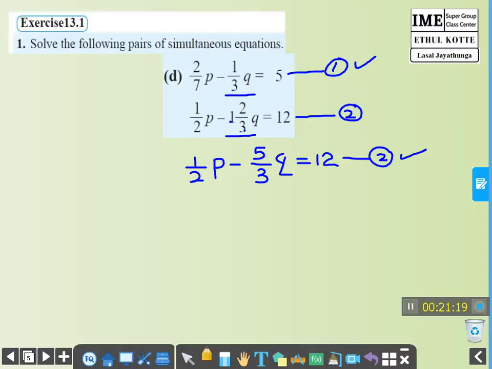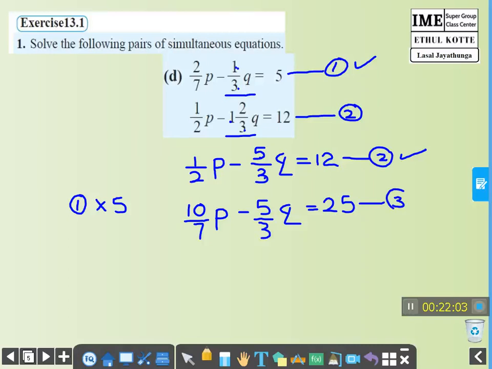Here 1/3 q, here 5 over 3q. Because the denominators are the same, you have to change only the numerators. So you can make 1 as 5 by multiplying by 5. So equation number 1 you should multiply by 5. Right, we'll multiply by 5 now. With fractions we multiply only the numerators. 5 times 2, 10 over 7p. Then 1 into 5 is 5 over 3q. Then 5 into 5, 25.